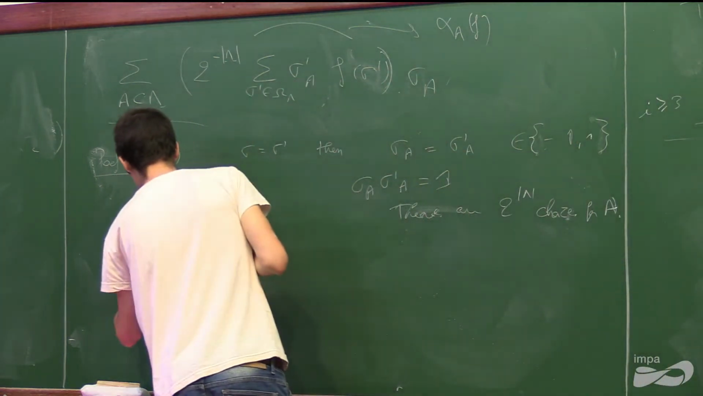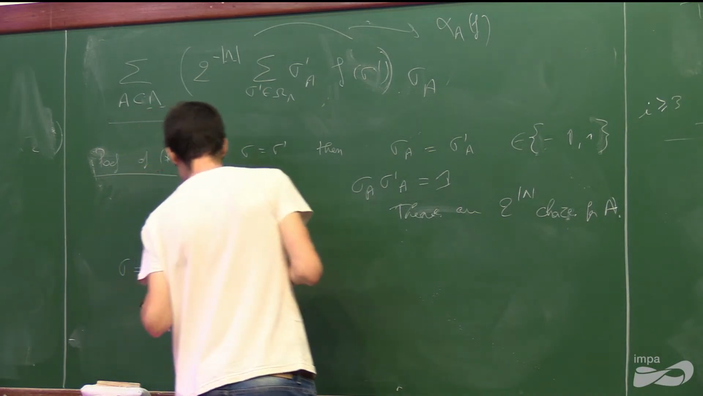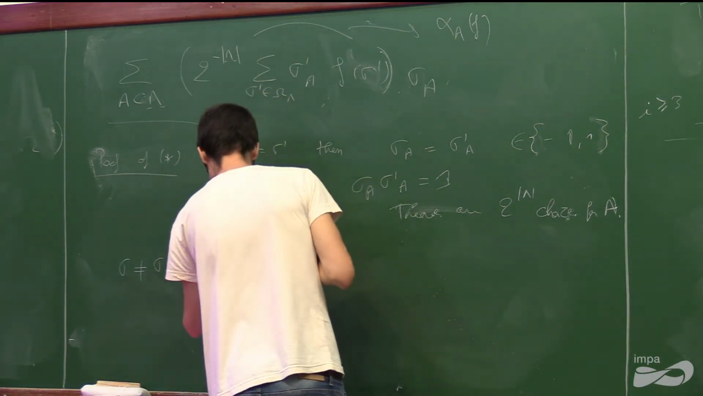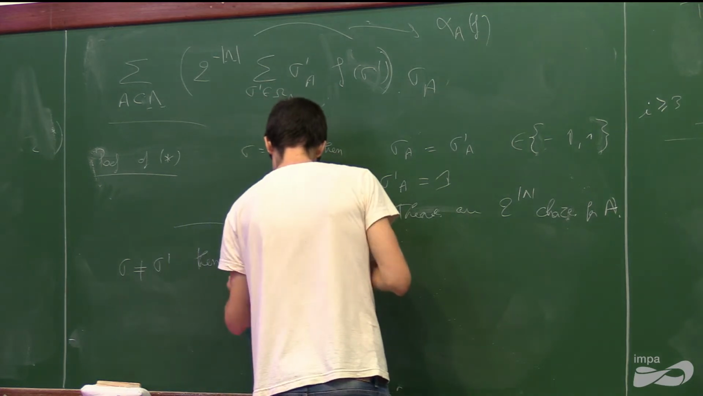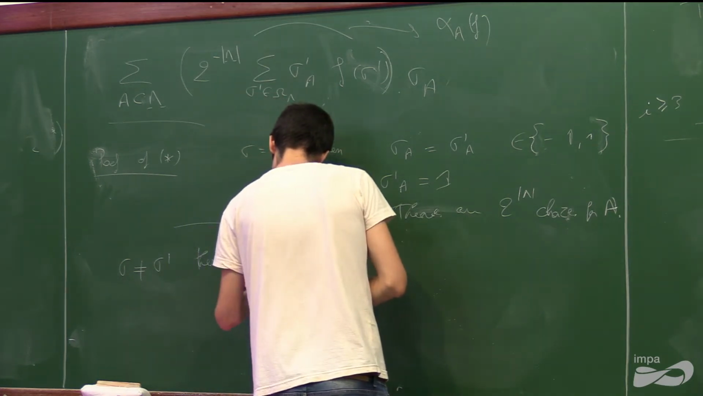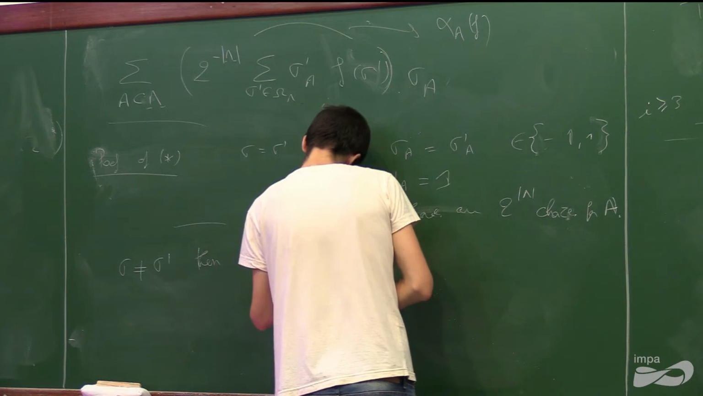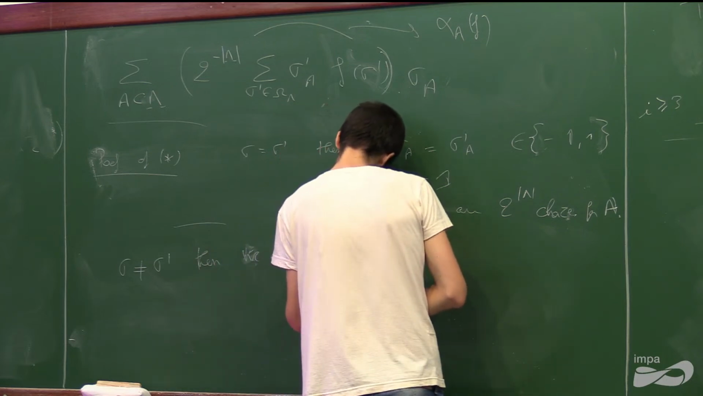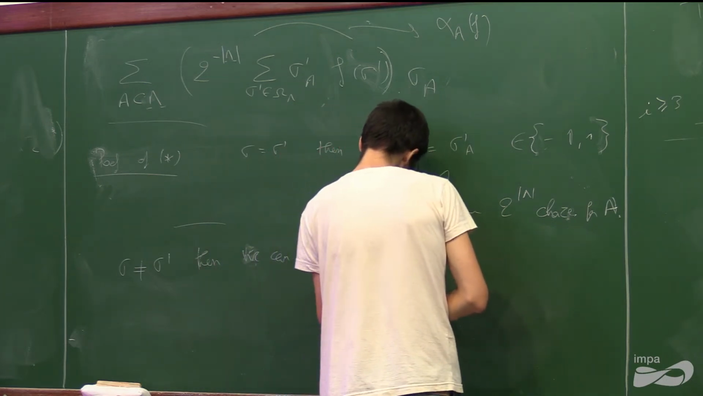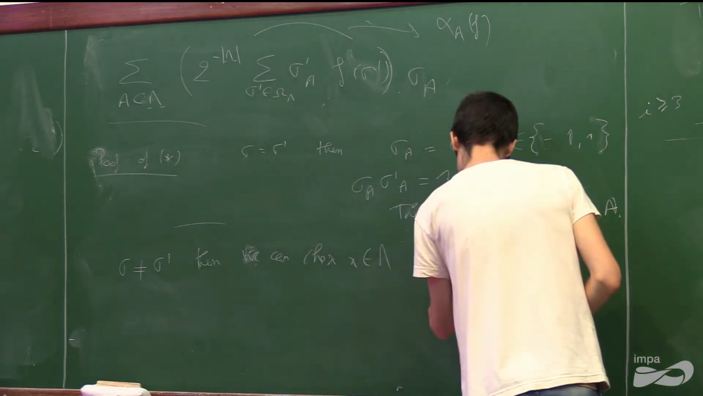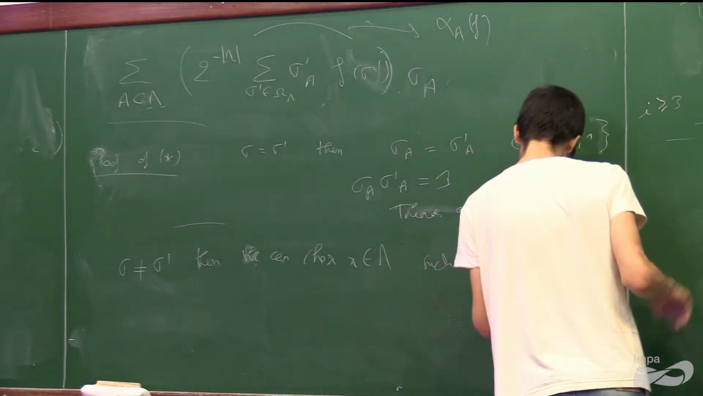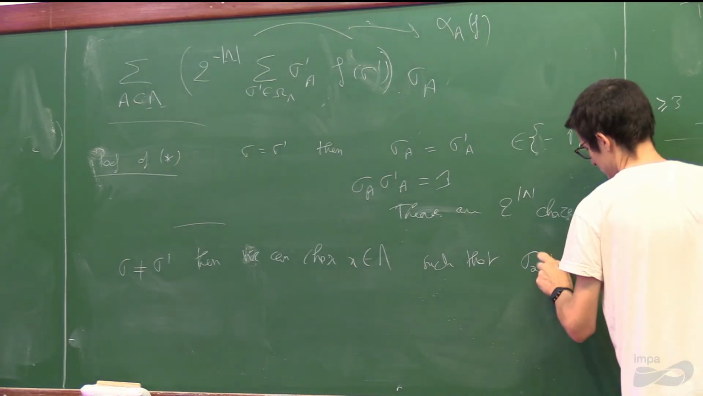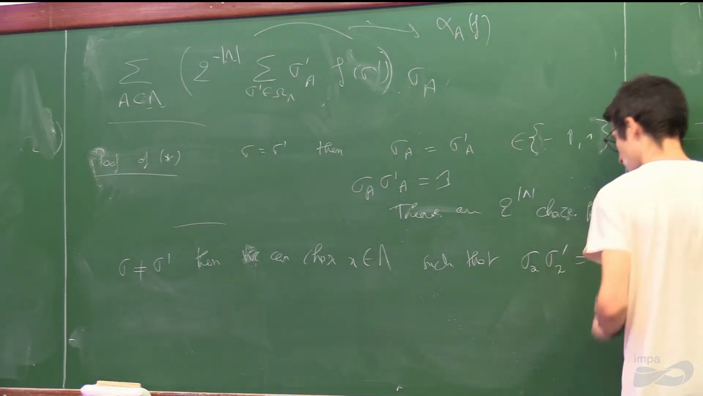Okay, if sigma is not sigma prime, then we can choose x in lambda such that sigma x is different from sigma x prime, so that the product is equal to -1.